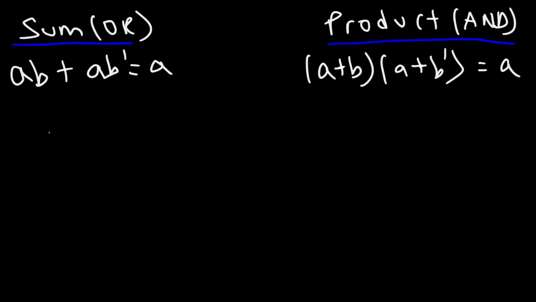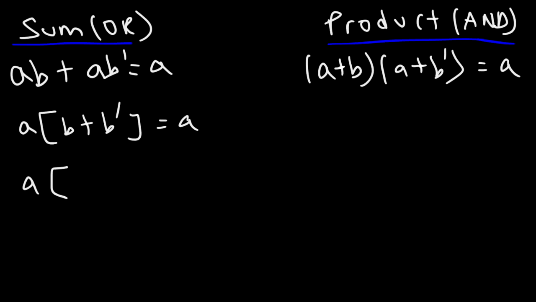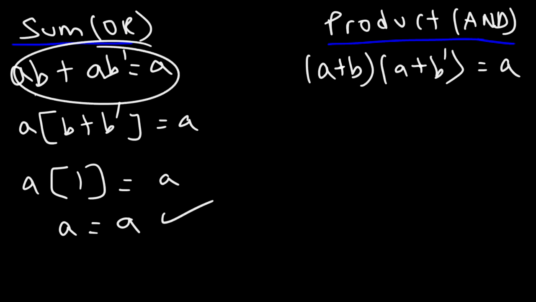So on the left, what we could do is factor out an A. And so we're going to have B plus B prime. I'm going to keep the right side the same. Now using the complement rule, we know that B plus B prime is 1. And A times 1 is A. So this holds true. Now for the second one, we could FOIL.